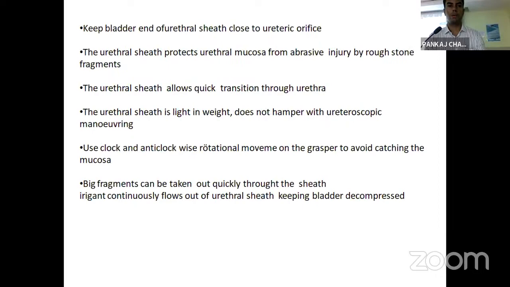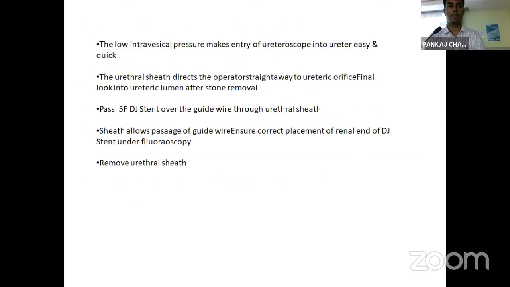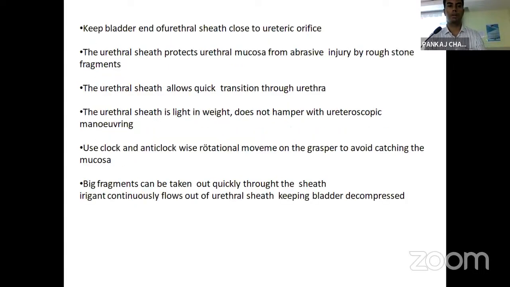Keep the bladder end of the ureteral sheath close to the ureteric orifice. The urethral sheath protects the urethral mucosa from abrasive injury by rough stone fragments. It allows quick transition through the urethra. It is light in weight and does not hamper ureteroscopic maneuvering. Use clockwise and anti-clockwise rotational movement to avoid catching the mucosa. Big fragments can be taken out quickly through the sheath, and the irrigation should continuously flow out of the urethral sheath, keeping the bladder decompressed.